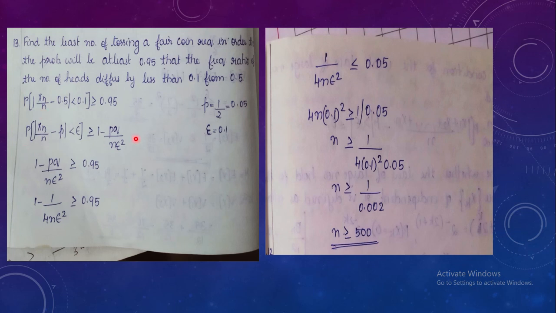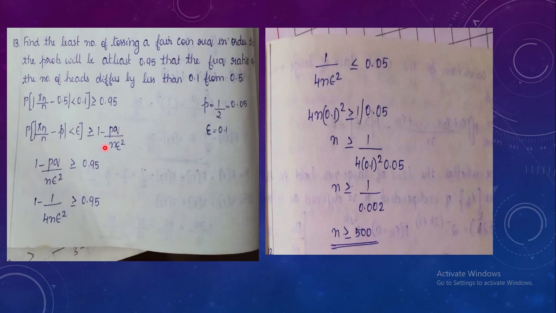Write down that equation. Compare both these inequalities. What will you get? Your p over here is 0.5, epsilon over here is 0.1, and the right hand side, that is 1 minus pq divided by n epsilon square, is 0.95. Now, what was our objective? Our objective is to find out the value of n.